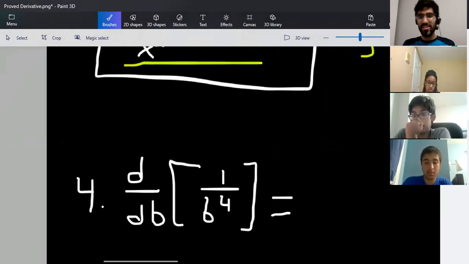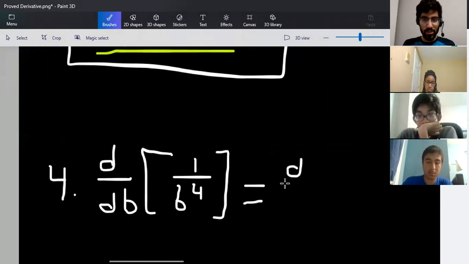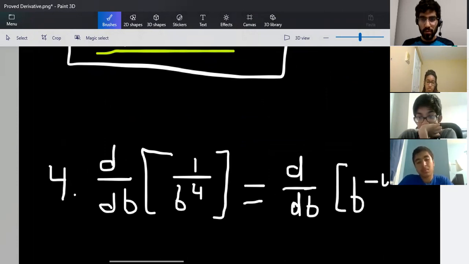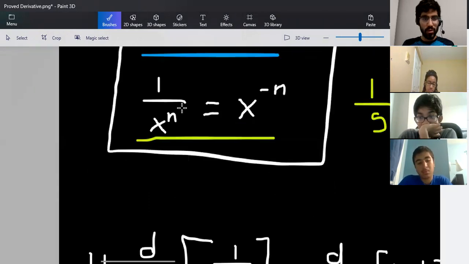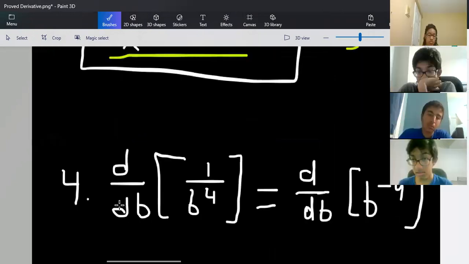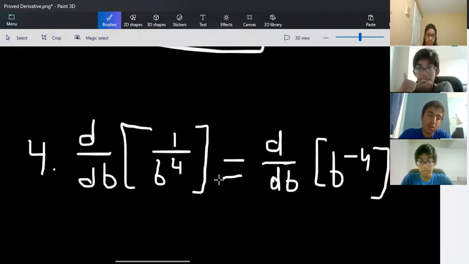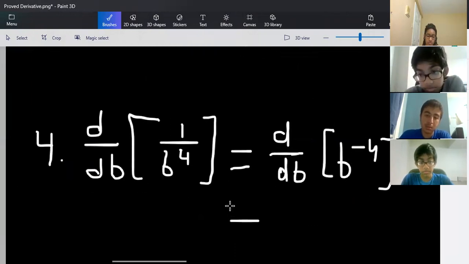Again, the entire reason we're doing this is because if you want to follow along in proofs, then you need this. When they're teaching you like an Android ML course on Coursera, you'll need to know this. So instead of writing d by db of 1 over b to the 4, I'm just going to put b to the negative 4. Remember, that's what the rule is. 1 over something raised to the n is equal to that to the negative n. Cool? All right, so now this is in a form we know.